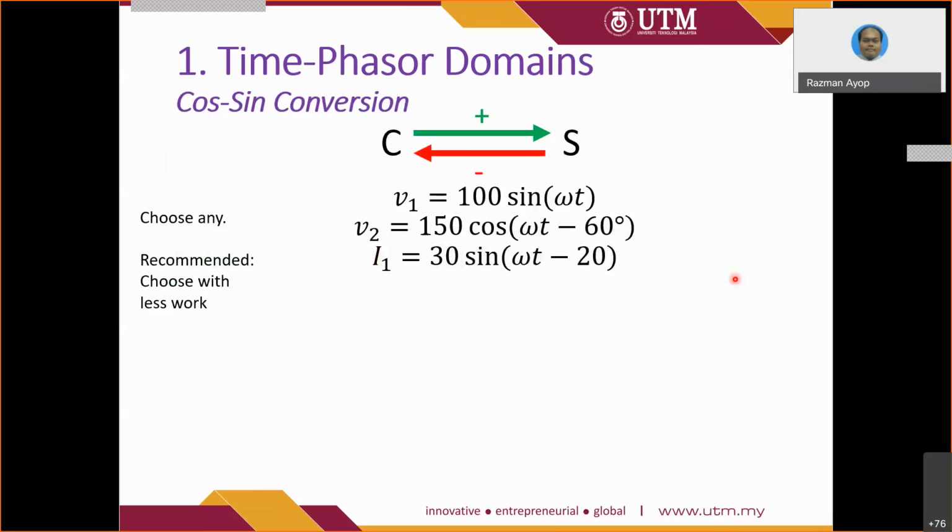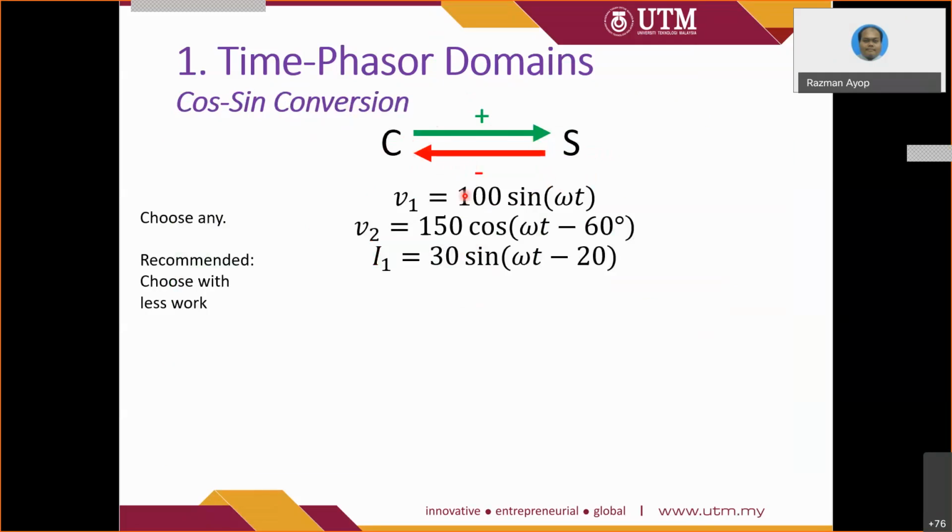So before we proceed, try to memorize. Remember this formula I show you. If you want to change cos to sin, add, because increasing. So cos to sine, you need to plus 90 degrees, and sine to cos, you need to minus 90 degrees. Why is this important?